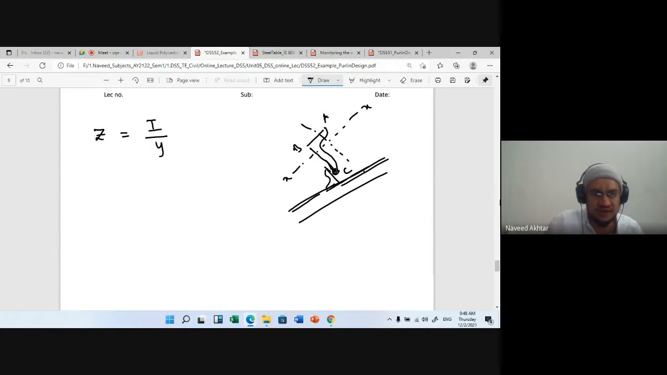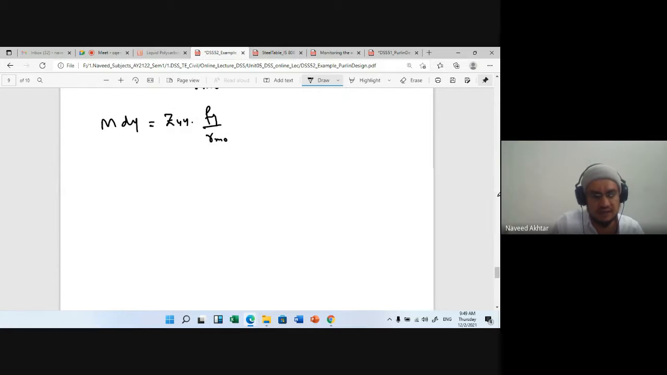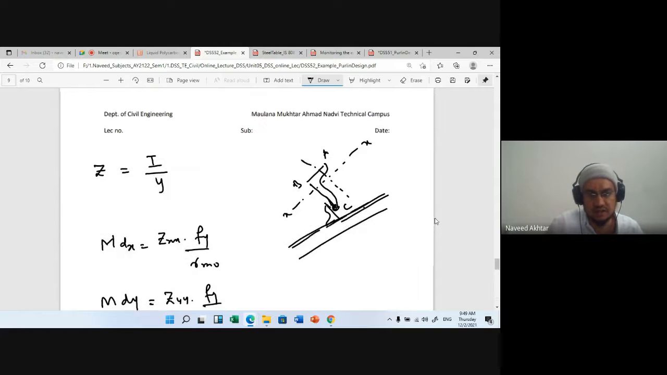Okay. So if I write down the MDX, MDX will be ZXX into Fy upon gamma M0, right? And MDY, if I want to find out, that is ZYY into Fy upon gamma M0. Now you have to find out ZXX and ZYY. So ZXX is equal to, okay, you can see this, the ZXX.